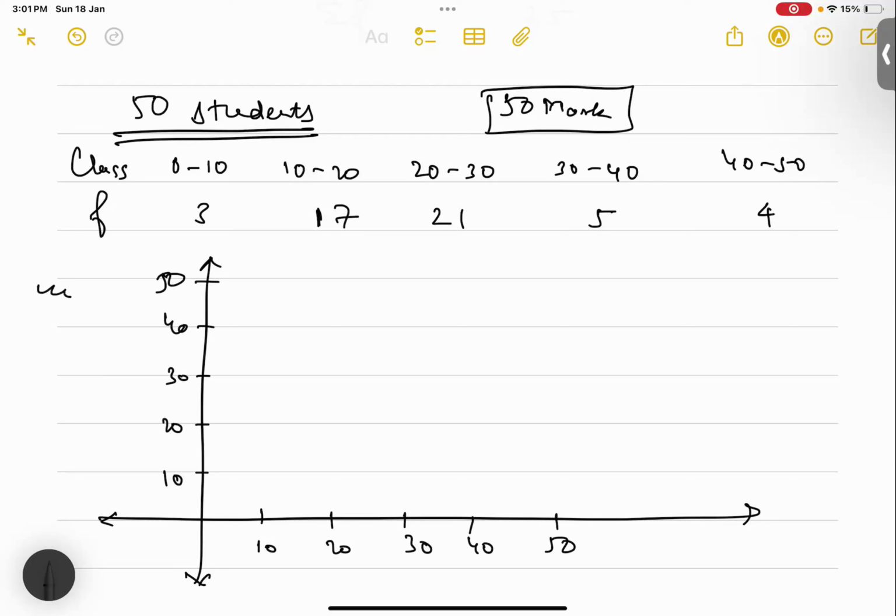Okay. These are marks. Now between 0 to 10, the total is 3. Okay. 1 second.